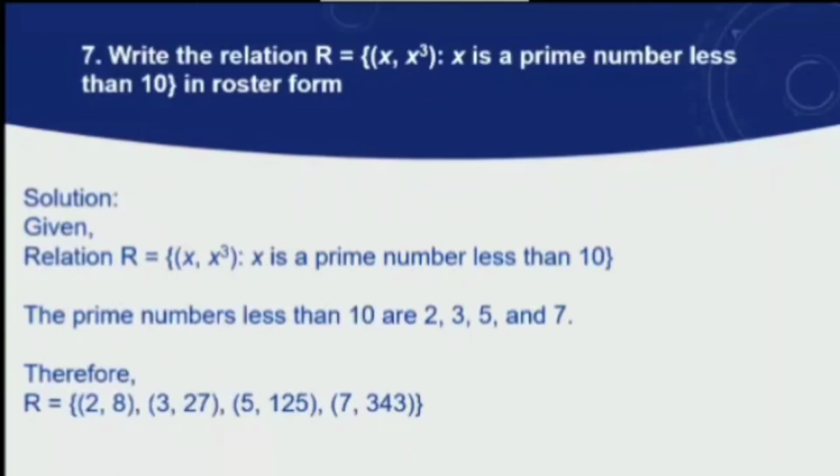And what is my domain? They have not asked for the domain here. If at all they ask for the domain, what is the domain? 2, 3, 5, 7. And what is the range? The second elements: 8, 27, 125, 343.